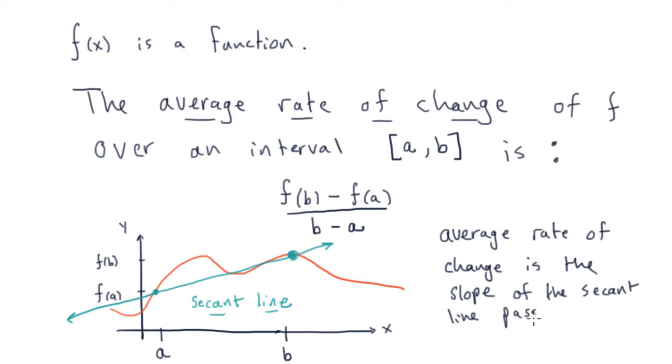Passing through these 2 points. So the points A, f of A, this point, and B, f of B. So that's a really nice geometric way to view the average rate of change. It's just the slope of the secant line. If you like the real world application way to think about it, it's the average velocity. It's how much I've gone in some amount of time.